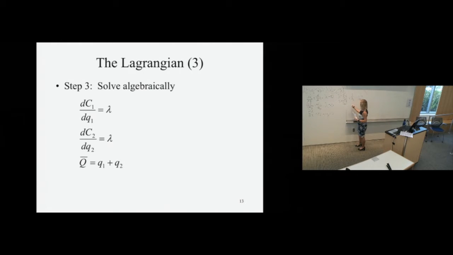So we just rewrite our constraint. Q bar is equal to Q1 plus Q2. So these are the two things we must satisfy. And this is the generic solution. It doesn't matter if it's N firms. They will always be equating the marginal cost of each firm. And so in the problem set, I think you're going to have three firms to work with.